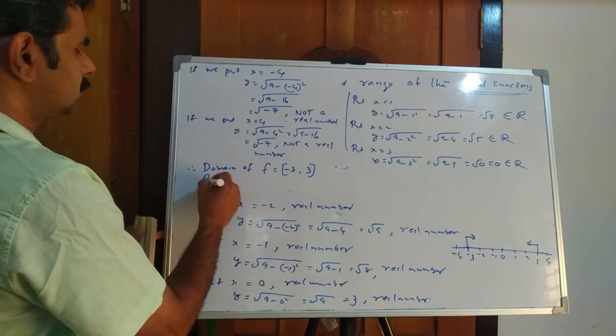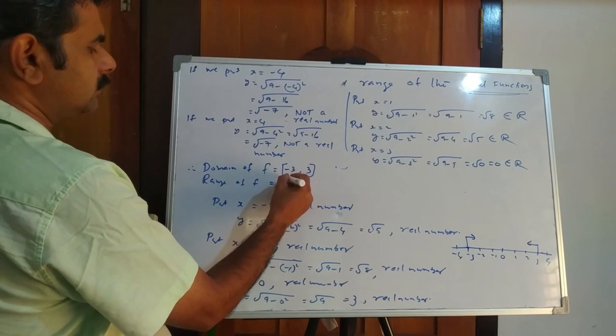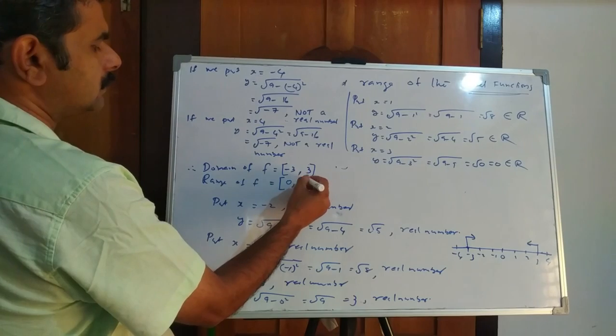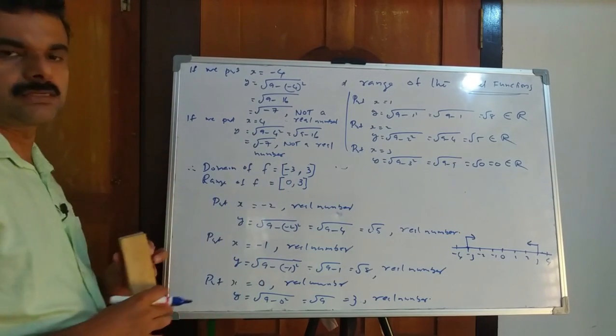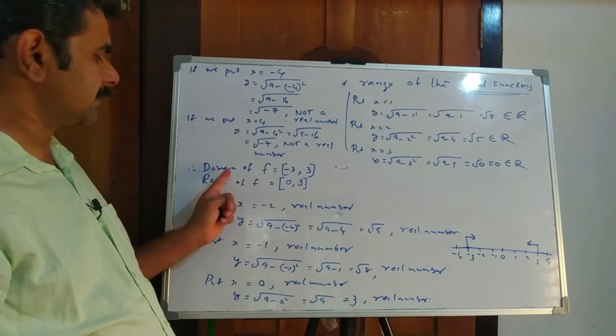So range of f, y values, is equal to 0, 3. Both 0 and 3 are included, isn't it?